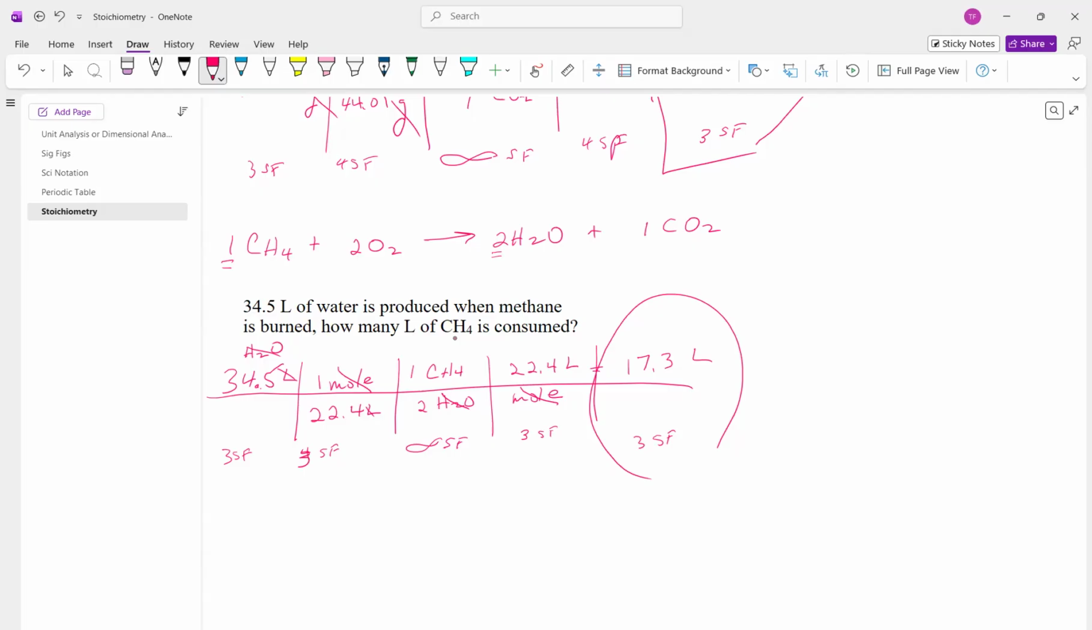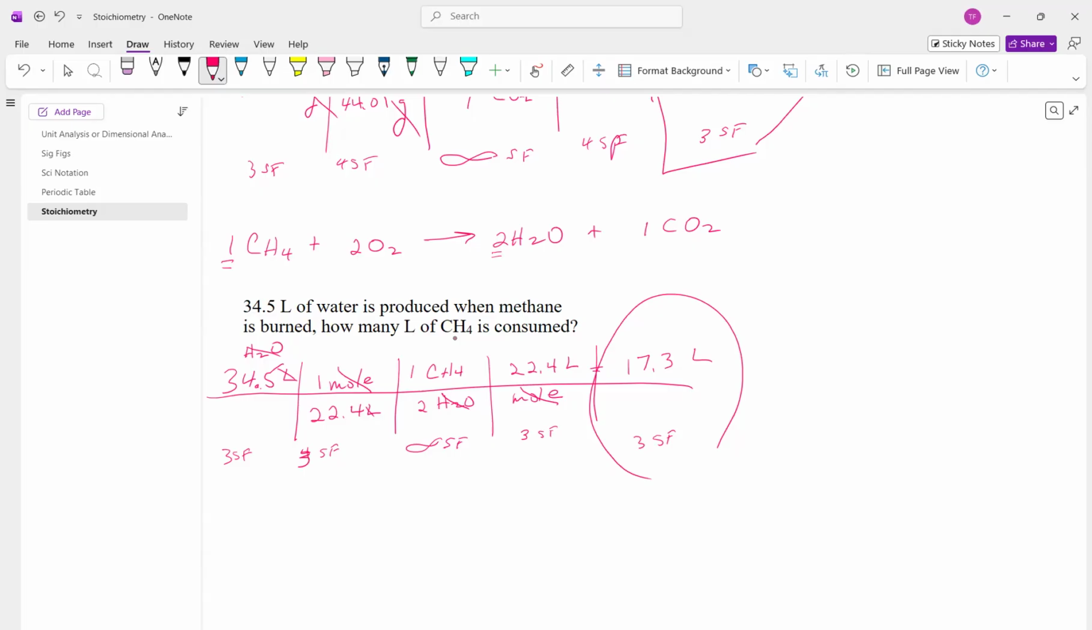So is CH4 my top number because that's the one I'm looking for? That's what you're trying to calculate, so you put it on top. The one on the bottom has to be what you're given, because if it's not on the bottom, it won't cancel. And then what I'm trying to calculate is on top. Every time. It's one less thing to know.